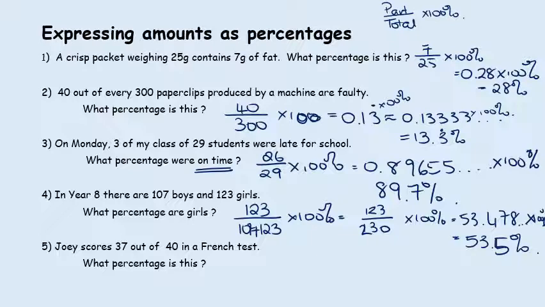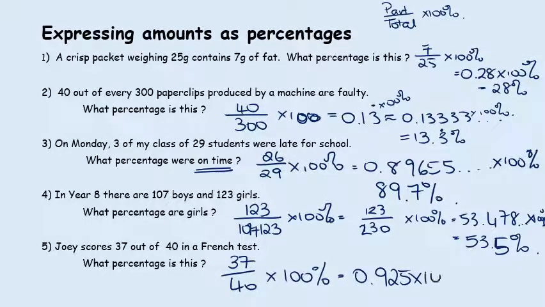And then finally, Joey scores 37 out of 40 in a French test. What percentage is this? So that's 37 out of 40 multiplied by 100%. So we get 0.925 times 100%, which leaves us with 92.5%.